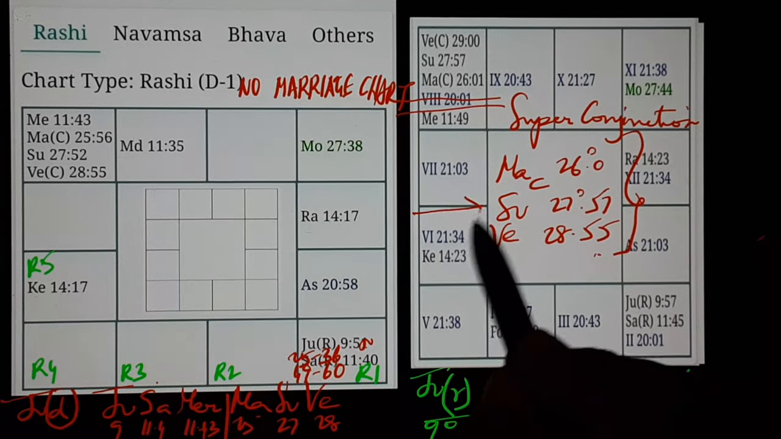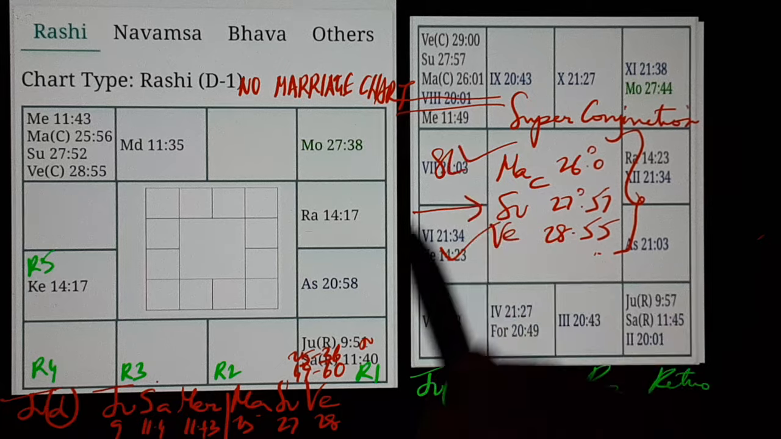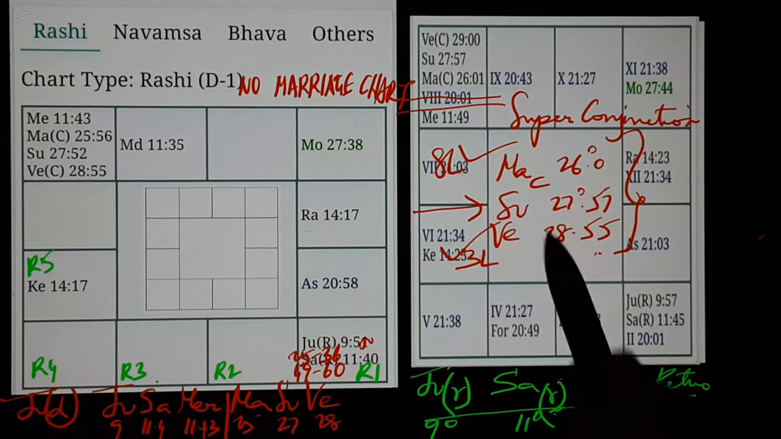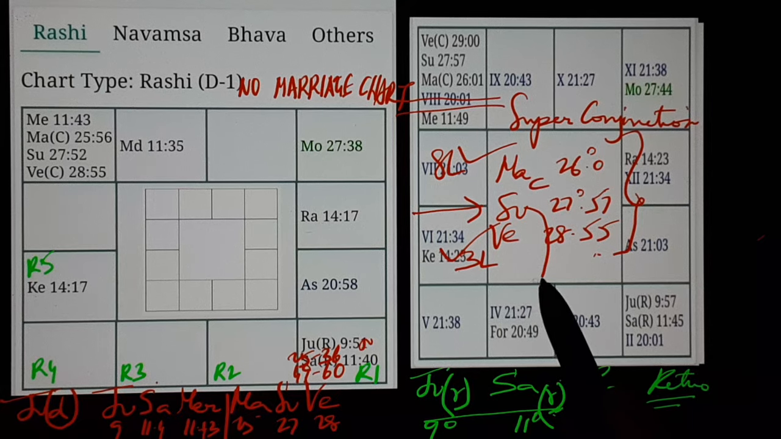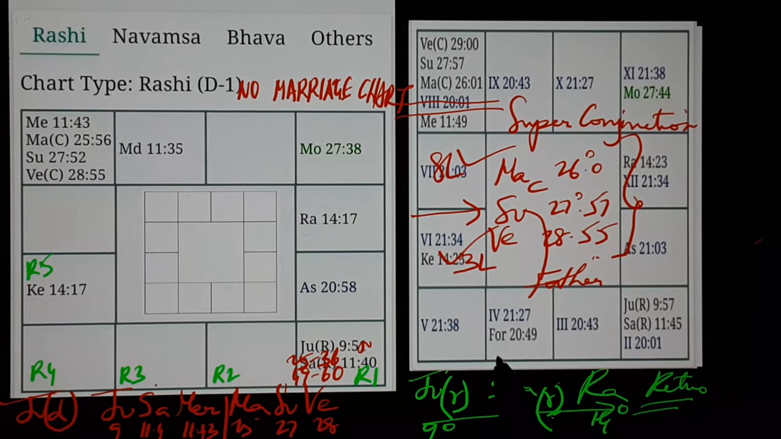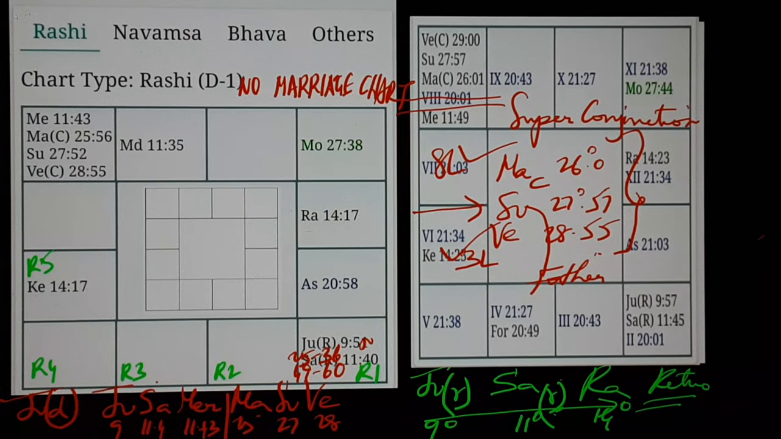Sun is sandwiched between Mars and Venus, and Mars is 8th lord in the chart and Venus is 3rd lord in the chart, and Sun is Karaka of father. Hence the father died very young for this native.